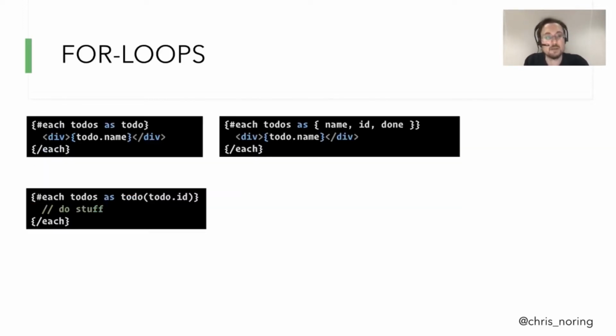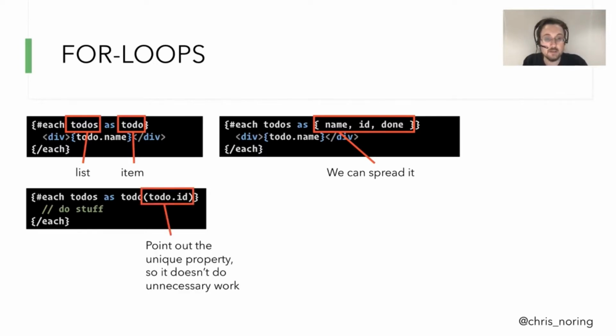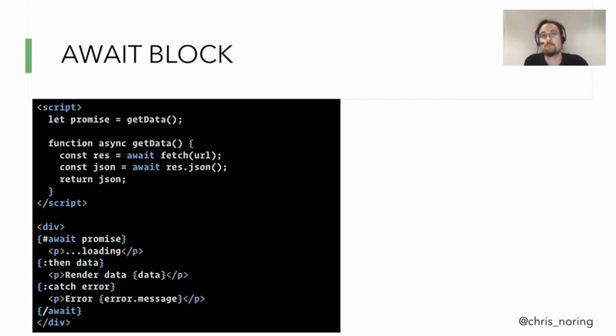We also have for loops, in which case we use the each keyword, and we have a list. We have an item, so we give each item a name, and we're able to also spread it. If we're interested in specific things on this to-do item, then we're able to spread it out so it's easy for us to print specific properties like name, ID, or done. And for performance reasons, we might want to pick out what's the unique property so it renders better. This is how you would do that.